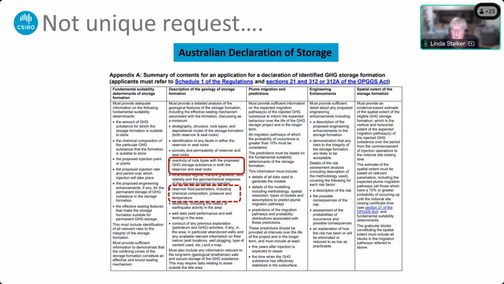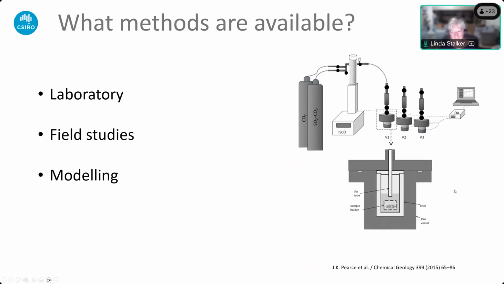So whether people decide that this is cutting edge research and development or not, we've now got two jurisdictions saying you will provide this information and you will have done it appropriately. So what are the methods that are available for actually trying to address these demands from the regulator? Obviously, we've got laboratory processes, we've got field studies, and also modelling.